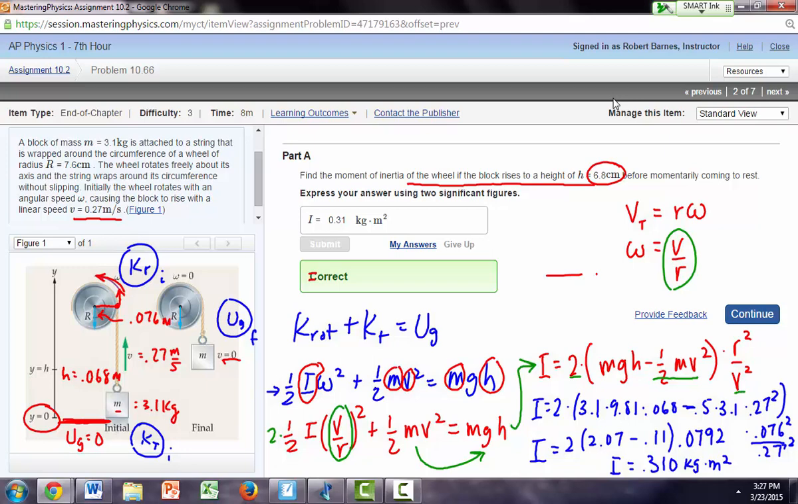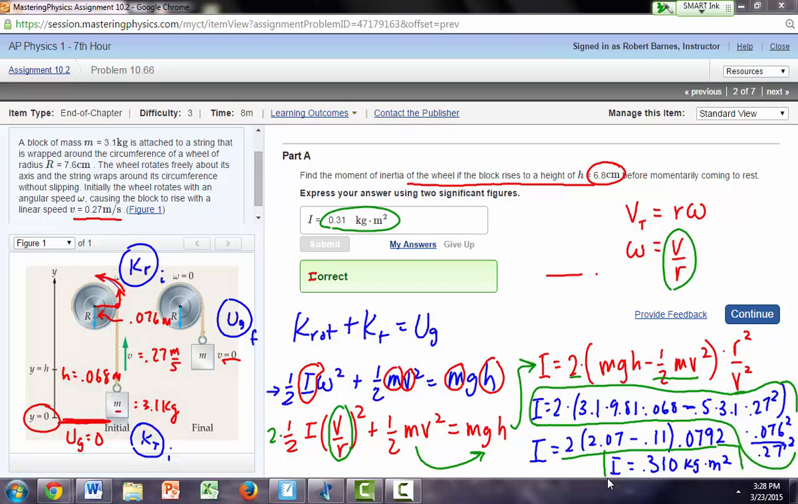That was a matter of just substituting numbers in. So this step right here, I kind of ran out of room over there. I substituted all the numbers in right there. And this was a calculation step right here. And my final answer was 0.310 kilograms meters squared. And that was the right answer there.